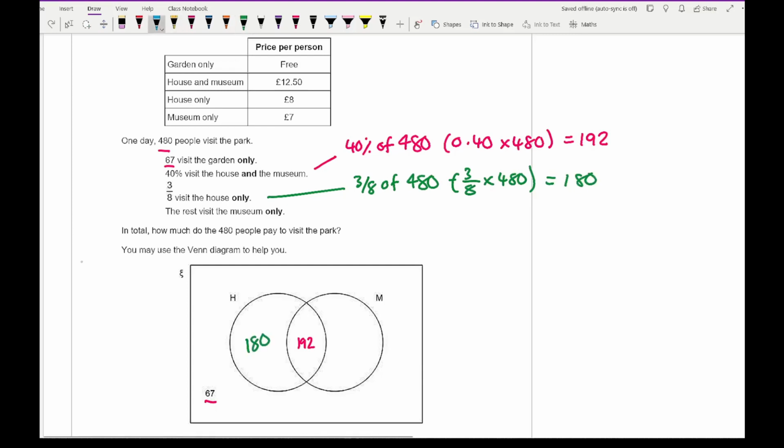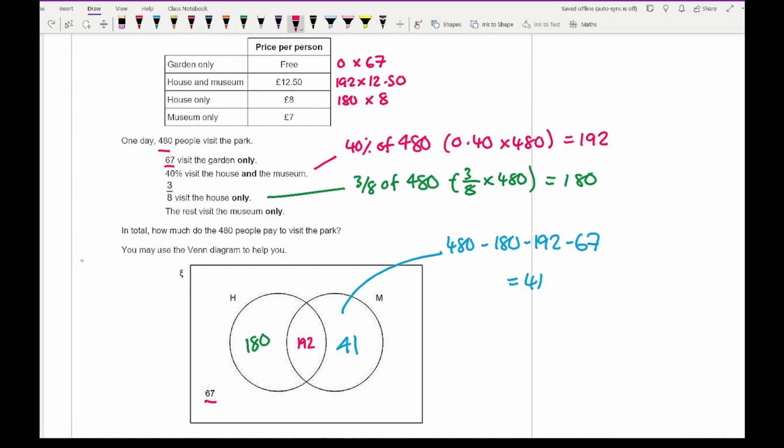So then from this I can work out what area this is by taking away all those other numbers. So I've got 480, take away 180, take away 192, take away 67, which leaves me with an answer of 41. Now from this I can work out the prices I'm going to be collecting. So for the garden, there are 67 people, so that's going to be 0 times 67. For the house and museum, I've got 192 times 12.50. For the house only, that's going to be 180 times 8. And for the museum only, that's going to be 41 times 7.